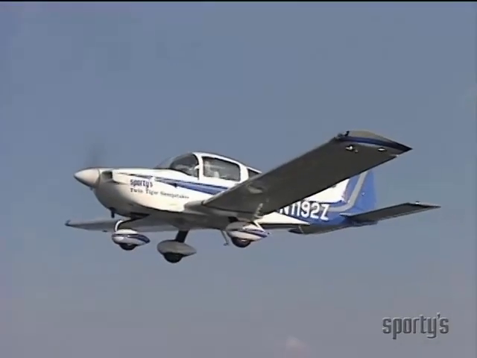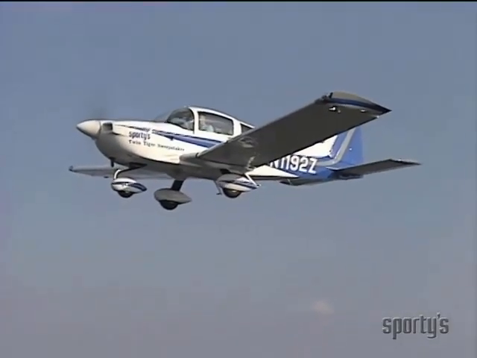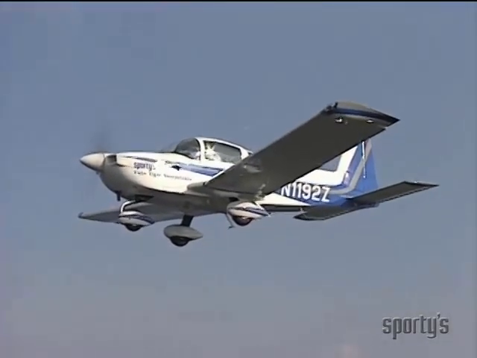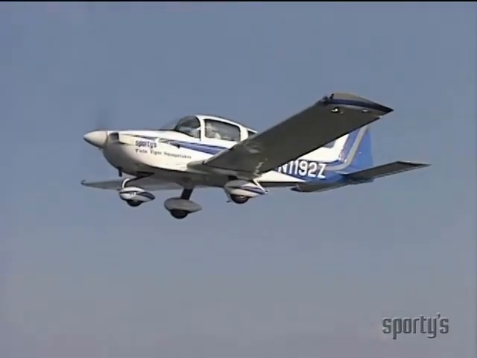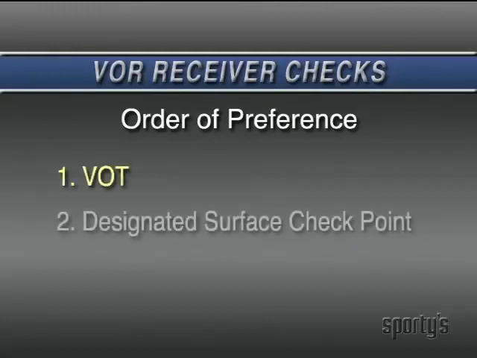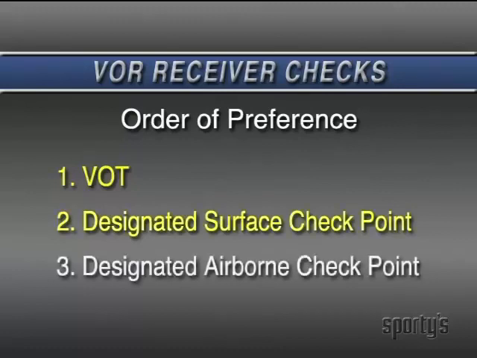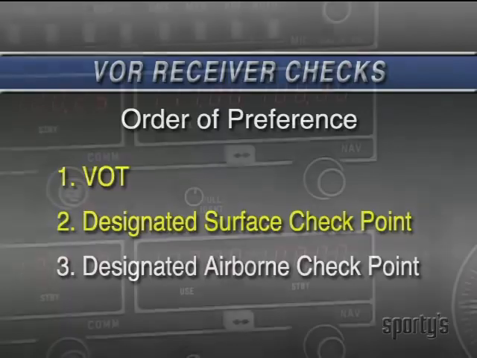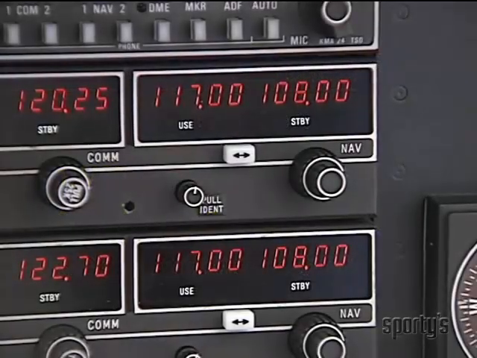Airborne checks made over a designated checkpoint are the only VOR receiver checks that have a tolerance of plus or minus 6 degrees. The rule does set an order of preference in stating that if a VOT is not available, a designated surface checkpoint should be used, and if a designated surface checkpoint is not available, use a designated airborne checkpoint. The dual VOR receiver check is in a separate paragraph and is not subject to the order of preference.